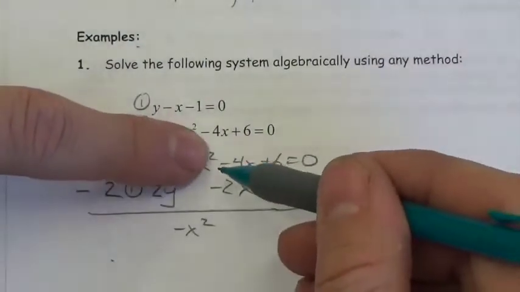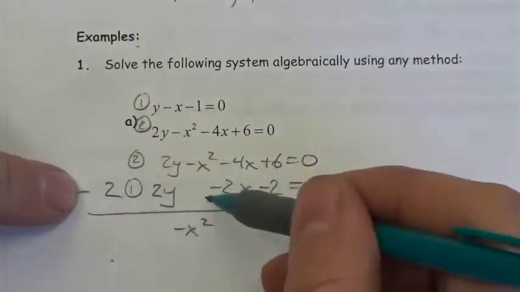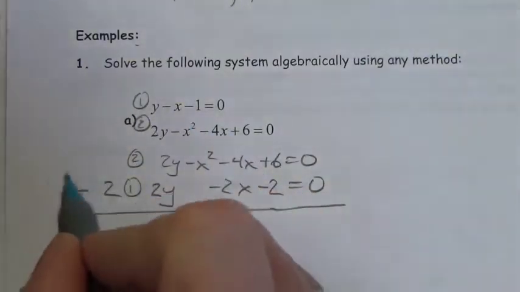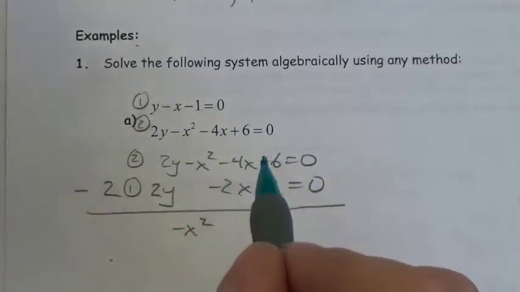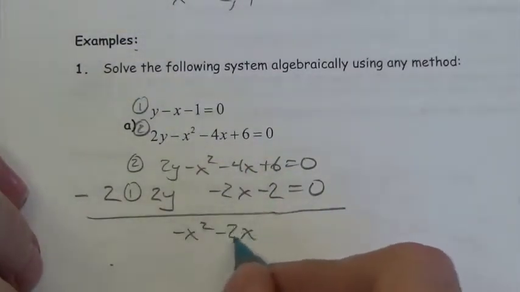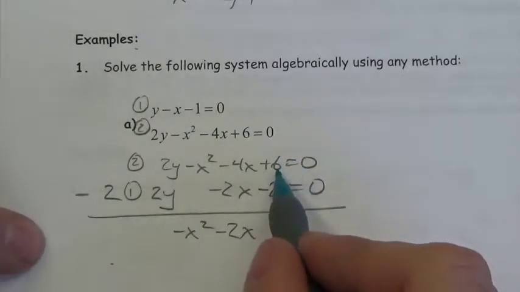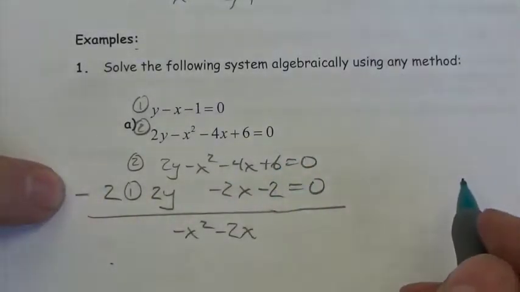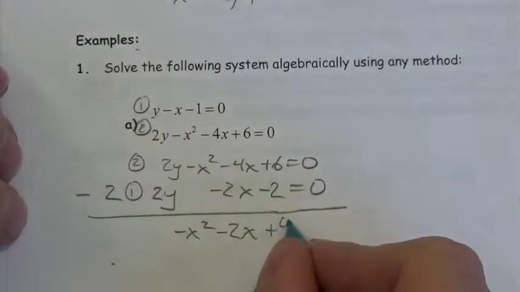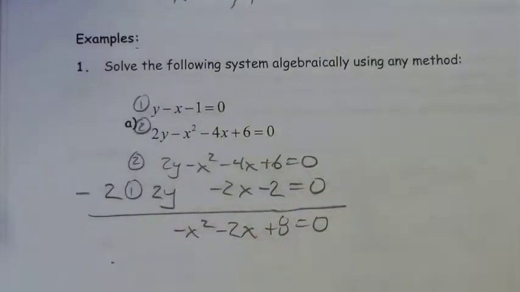Move on to the next term. Negative 4x minus negative 2x. Okay, this is going to cause some confusion here, but negative 4 minus negative 2 is the same as negative 4 plus 2. So it'll be negative 2x. Negative 4 plus 2 will be negative 2. 6 minus negative 2. 6 minus negative. So 6 plus 2, 8 equals 0.